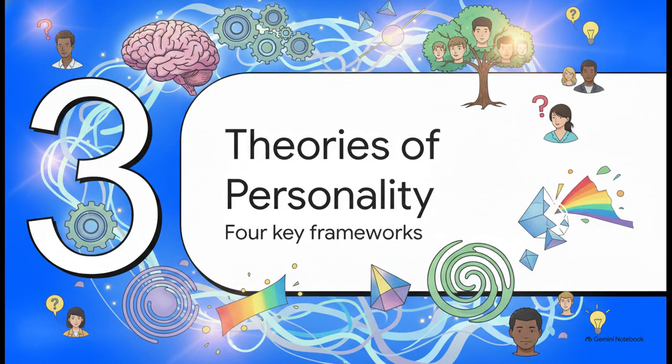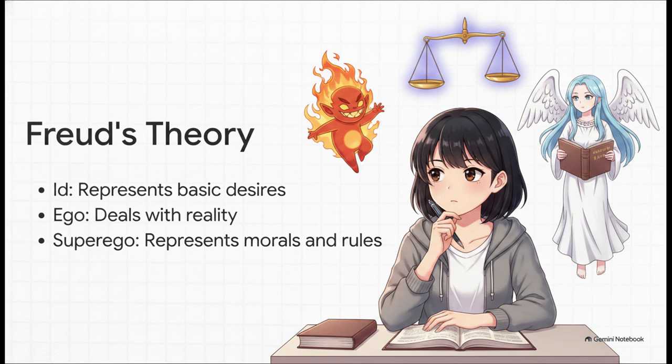Section 3. 4 theories of personality. 4 key frameworks. Let's start breaking down why we are the way we are. First up is Sigmund Freud's psychoanalytic theory, which divides your personality into 3 constantly competing parts. First, you've got the id. This operates purely on the pleasure principle. It represents our most basic primal desires. It's that part of the brain just screaming, I want it right now.